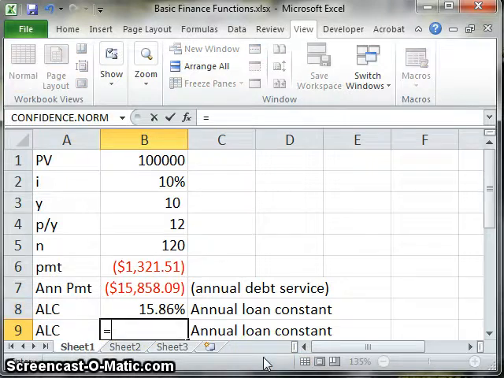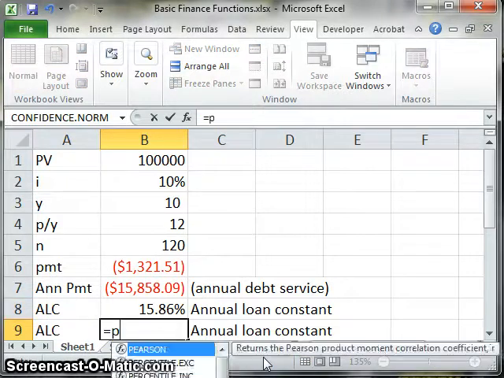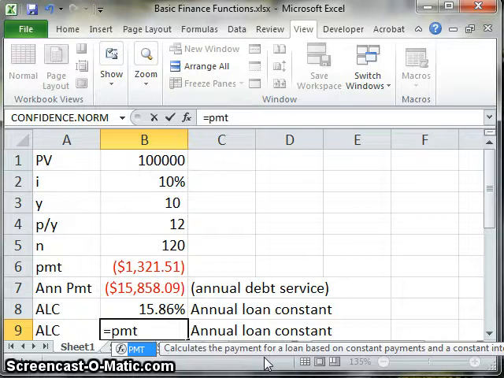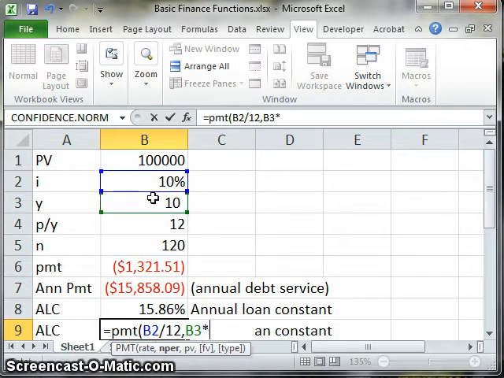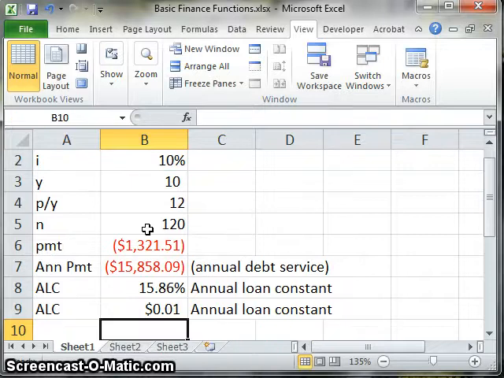We'll do the same thing, equals payment, and this time we're going to use that same rate, the 10% divided by the 12. The number of periods is 10 years times the 12. I could either point to the 12 or just put a 12 in there, either way. And now we're going to use $1. So that this shows up positive, I'm going to make it minus $1, and I'm just going to press enter.